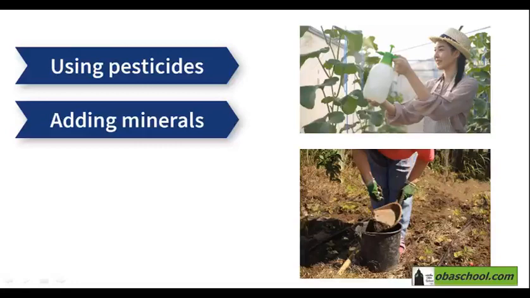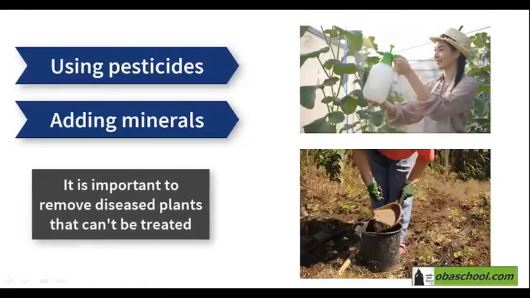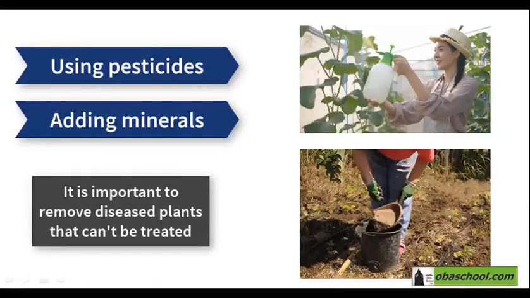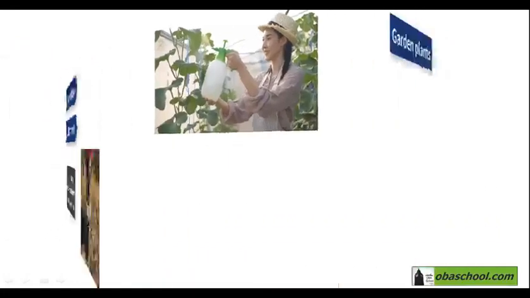Some diseases cannot be treated, and in such cases, it's important to remove the diseased plants as quickly as possible to prevent the pathogens from spreading, if they are communicable diseases, through the garden, the field, or the woodland, to prevent the spreading to healthy plants.